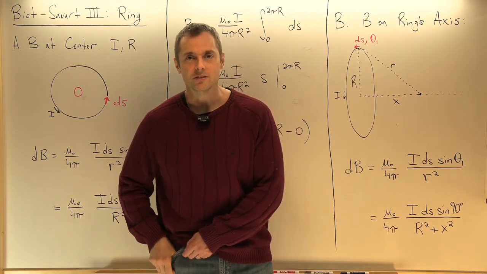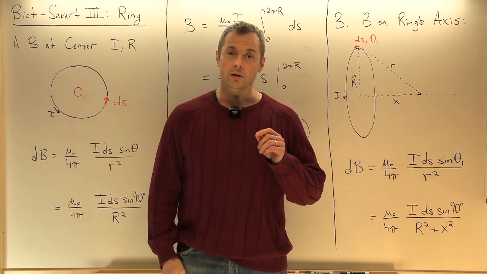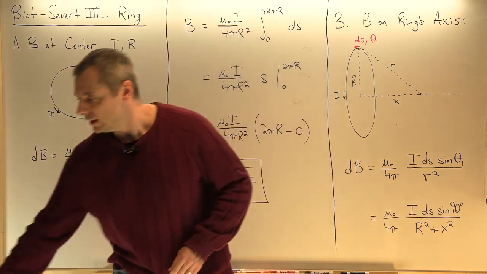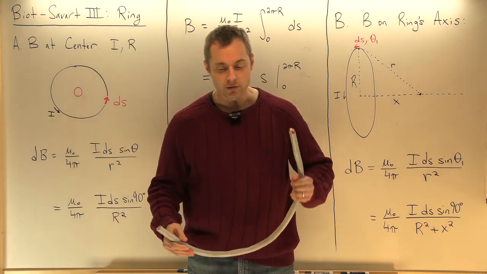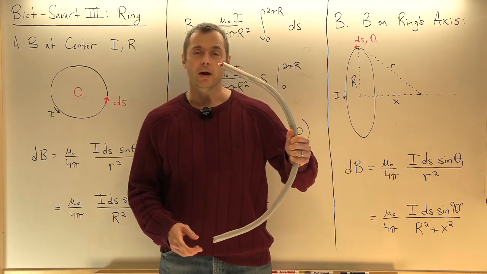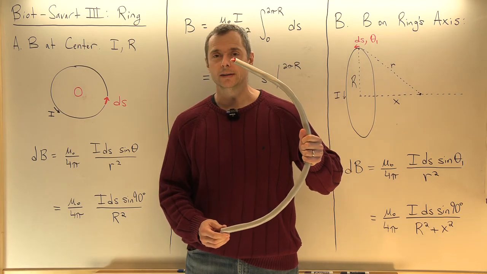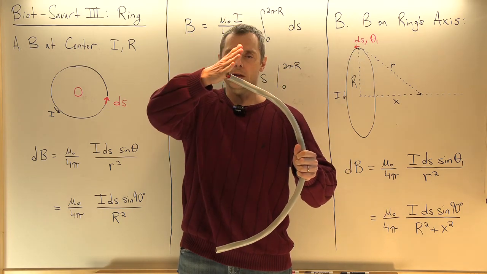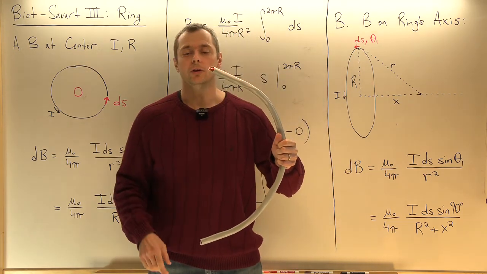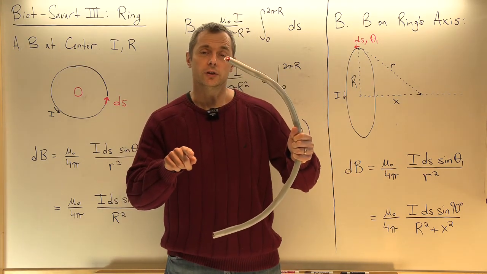Hello physics students. In this video, you're going to learn how to find the magnetic field of a complete ring of current. Now remember, in the last Biot-Savart law video, you learned how to find the magnetic field of an arc like this. The current came in here, went around the arc, and then exited here.